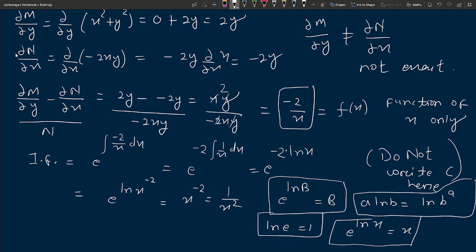Remember, ln e is also equal to 1. Some formulas of ln, we shall discuss by solving problems.